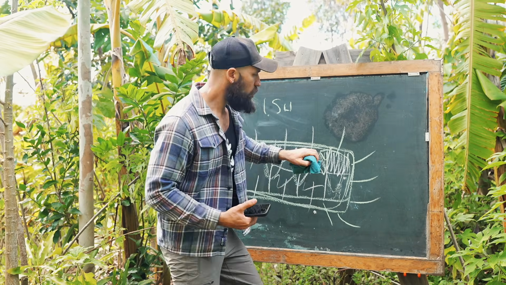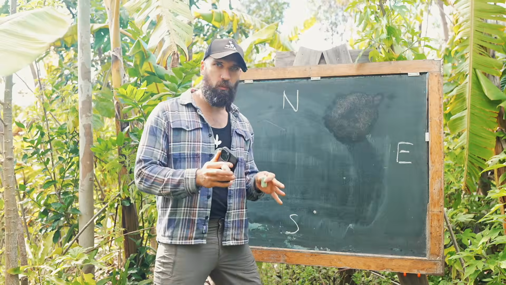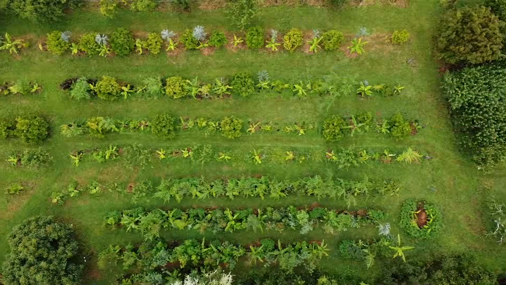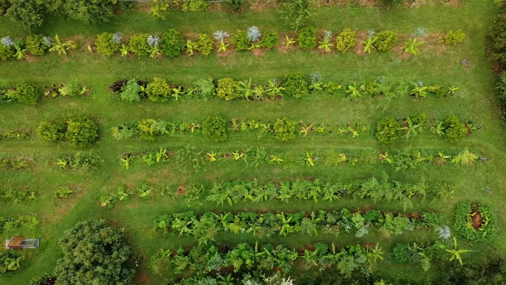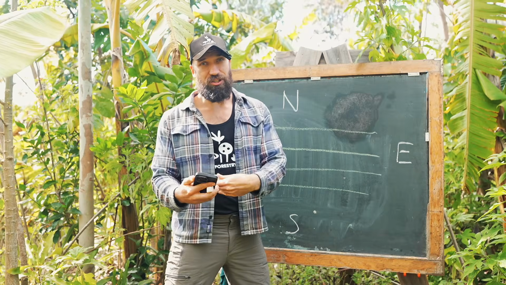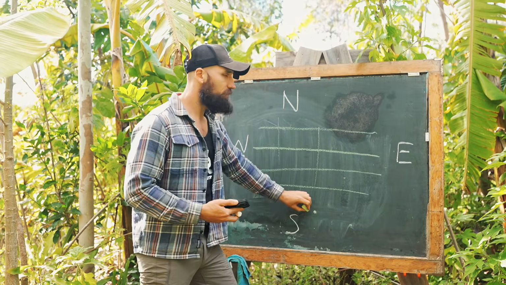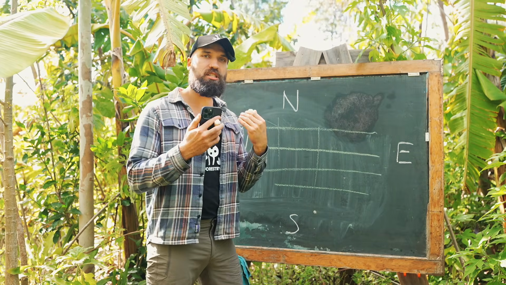What else we inherited was the layout. So the layout of the farm was east to west. That's how the rows are oriented. So all the rows go east to west. Optimal row orientation is actually north-south. We'll explain why. It's all about sunlight penetration.